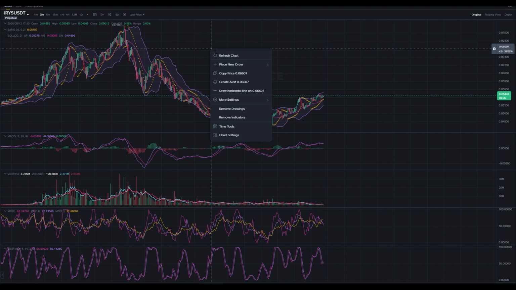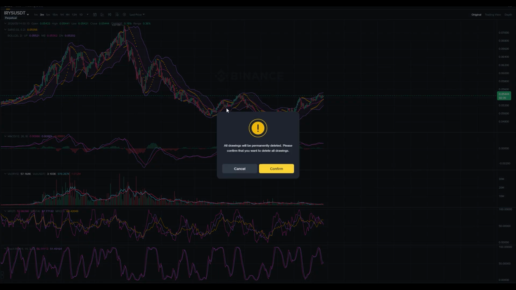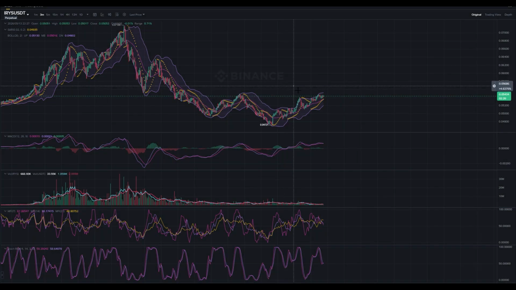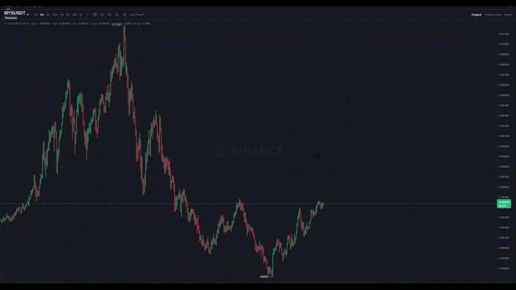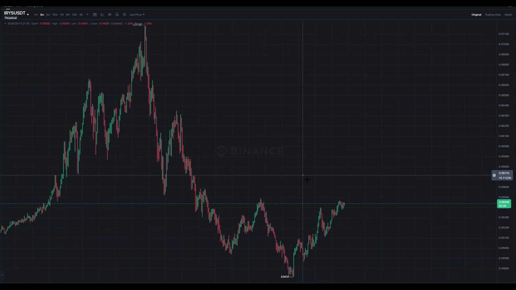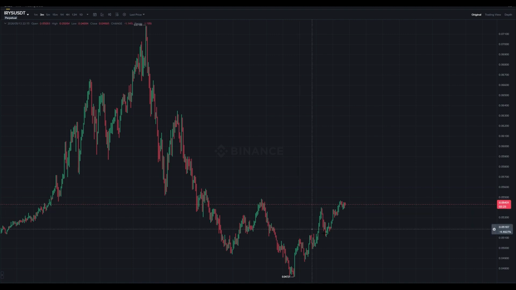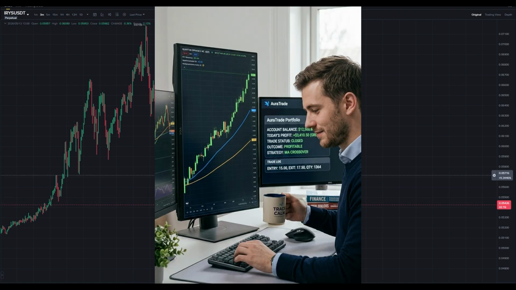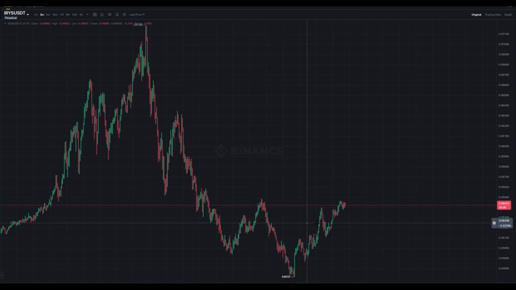I removed all drawings. What was left on my chart was just price action. That was somewhat working for me. I started noticing that a clean chart equals a clear mind, and that equals better entries. Let me show you what I mean by better entries.